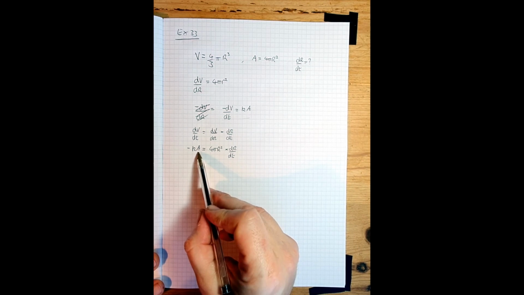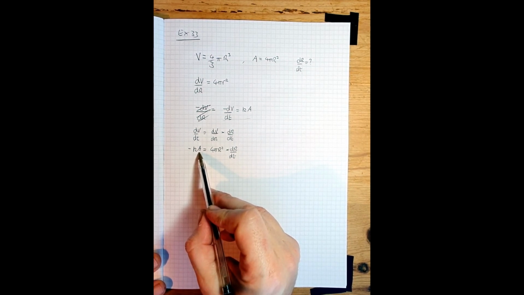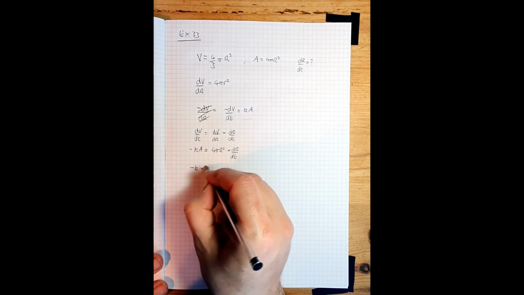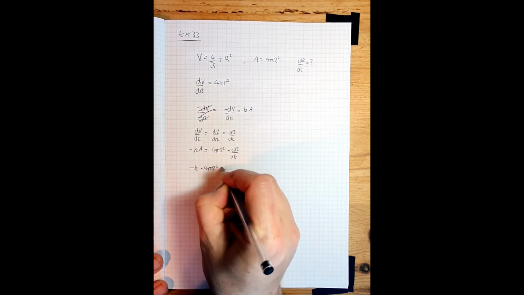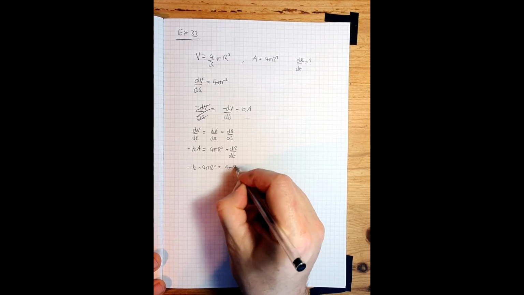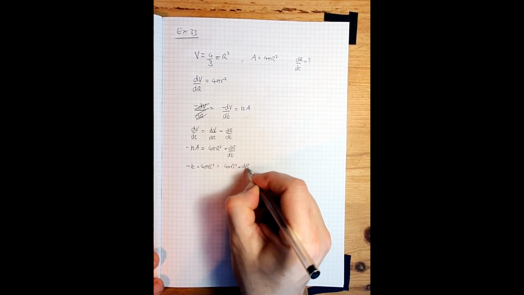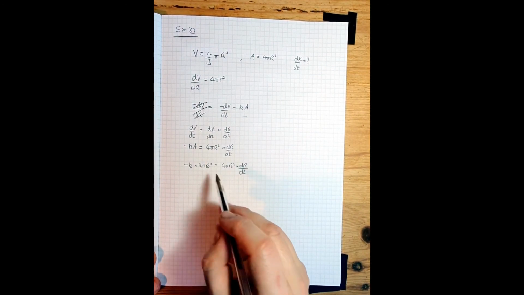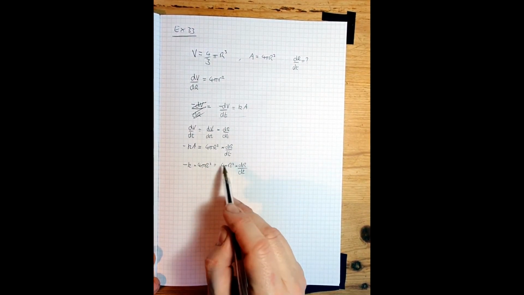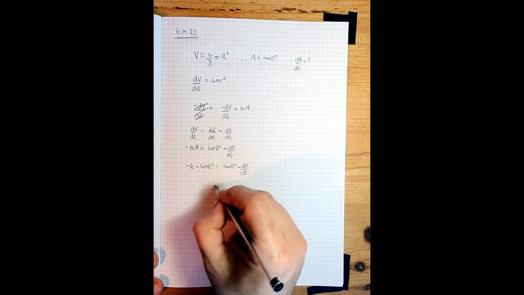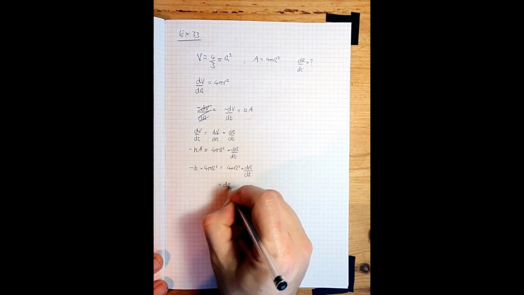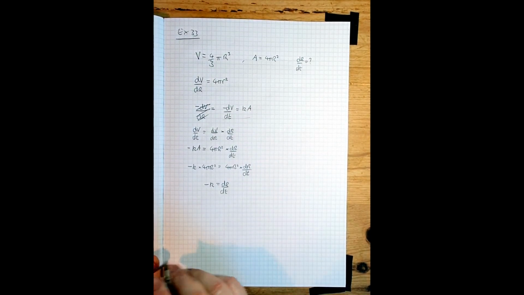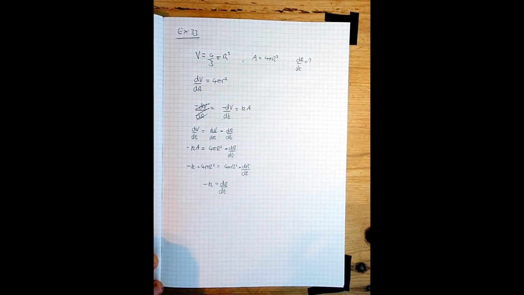A I've already got. A is 4 pi r squared, so minus k times 4 pi r squared equals 4 pi r squared times dr dt. I can just divide both sides by 4 pi r squared. So dr dt is minus k. And that's it. Done.